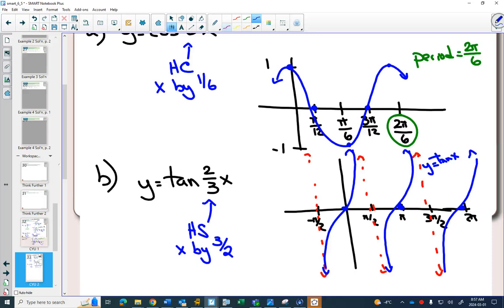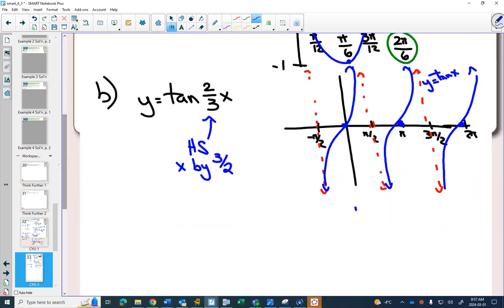Does it make sense that every section is actually one period? Because one period is how long it takes to repeat itself. So the period of y equals tan x, unlike sine x and cos x, which is 2 pi, the period of tan x is just pi. It repeats itself from pi over 2 to 3 pi over 2.